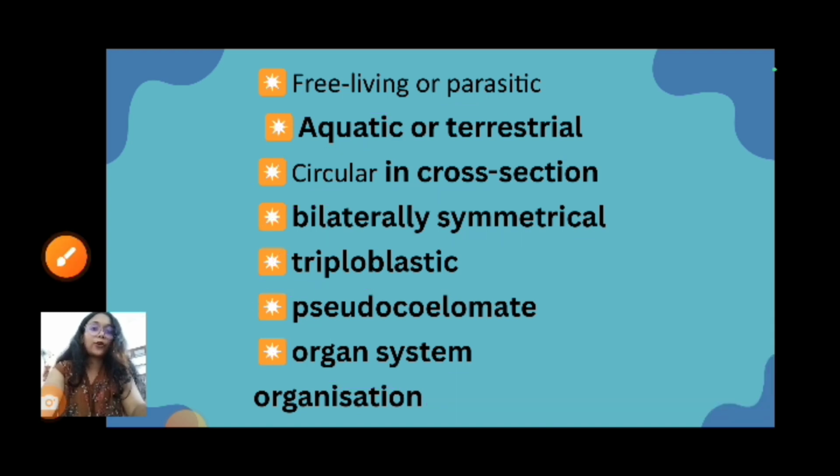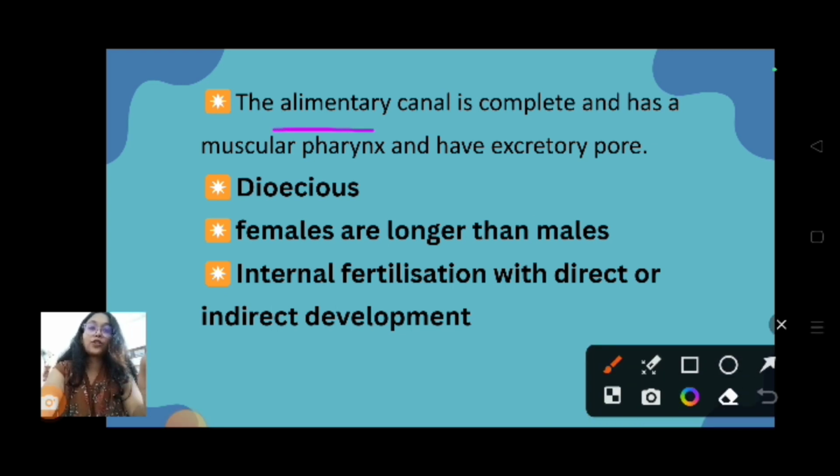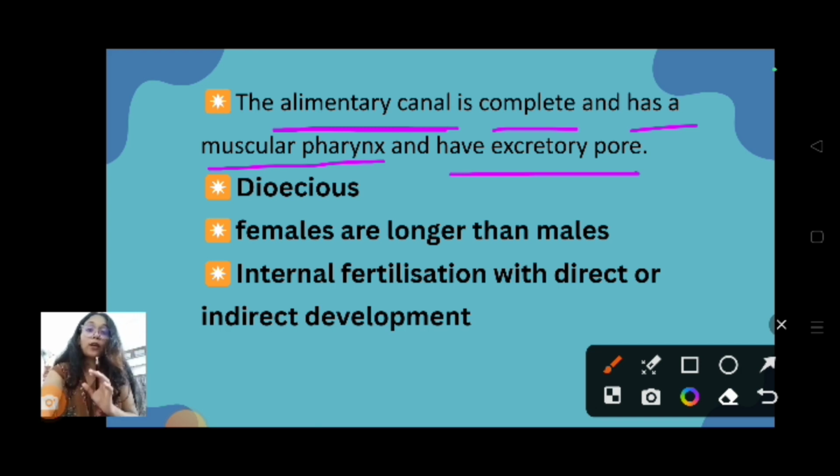Okay, then moving on to the next slide. It is saying they are having an alimentary canal which is complete, means they are having an opening that acts as a mouth, and they are having an opening that acts as excretory pores. So they are having a muscular pharynx and they are having excretory pores that complete the alimentary canal, since they are having organ system level of organization.